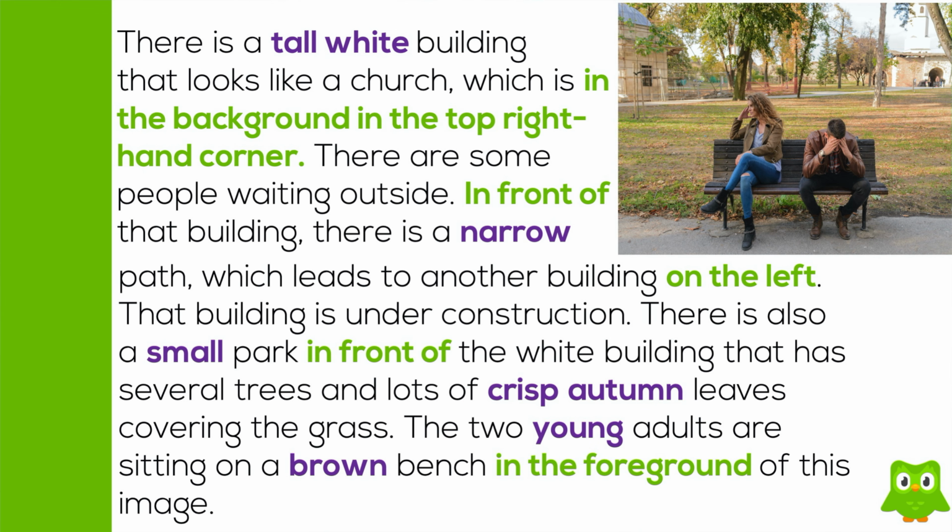So as you can see from my example, I described this image from far to near. And I used lots of different adjectives. They are the words in purple. We have tall, white, narrow, small, crisp, autumn, young, brown. And I used lots of adverbials of place, which are in prepositional phrases. So these are the ones in green. In the background, in the top right-hand corner, in front of, on the left, and in the foreground.